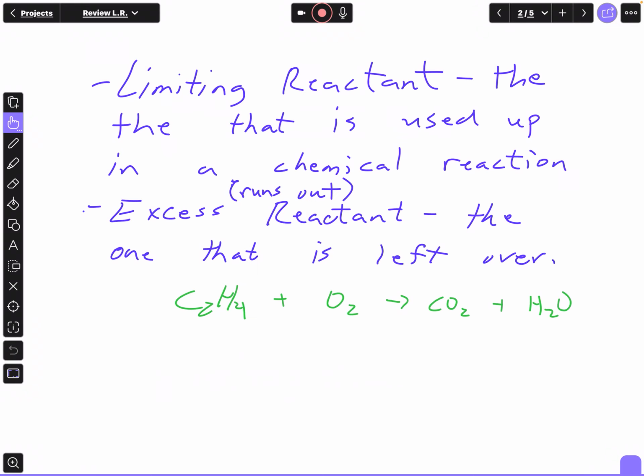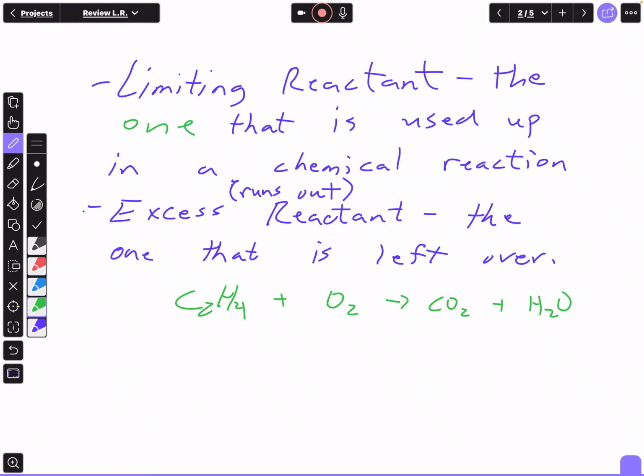But to kind of review, the limiting reactant is the one that is used up in a chemical reaction. It runs out first in a chemical reaction. The excess reactant is the one that is left over. That means you're going to have too much of it.